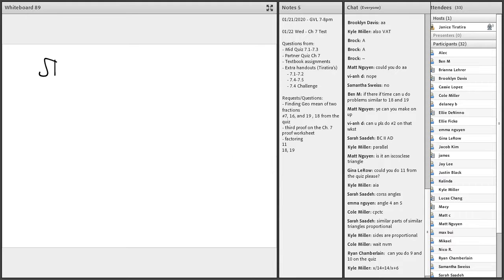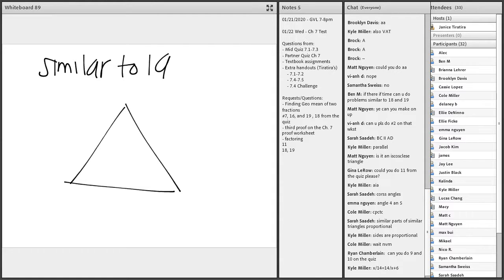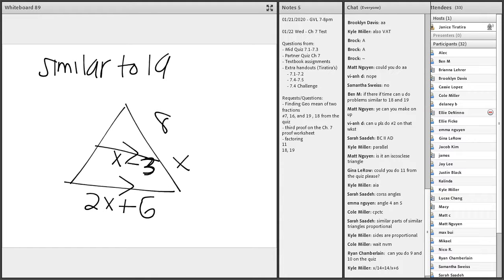Okay, so I'm going to make another one similar to 19. So once again, I'm not sure if the numbers are going to work out. So let's make this 8 and x minus 3 and 2x plus 6. Again, I have no clue if this is going to work. I don't like 6, maybe 7, but it doesn't matter. Okay, so the setup is really important. So step 1, we cannot do side splitter, cannot. So please use the small picture and the big picture.